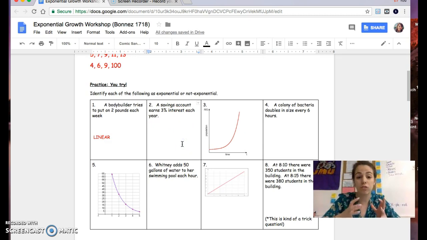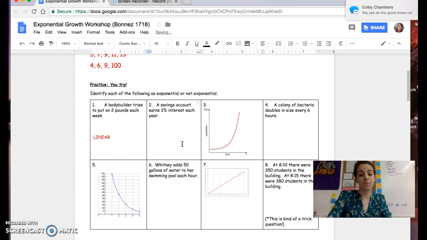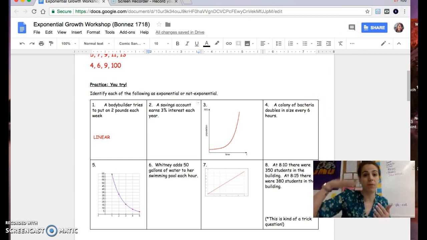Number 2, a savings account earns 3% interest each year. So let's say you have $100, and then the next year you have 3% additional dollars. So 3% of 100 would be $3. So the next year you have $103. And then you take another 3% of that and you add it on. And basically you're going to be moving along in a rapid rate. You're going to be growing exponentially.